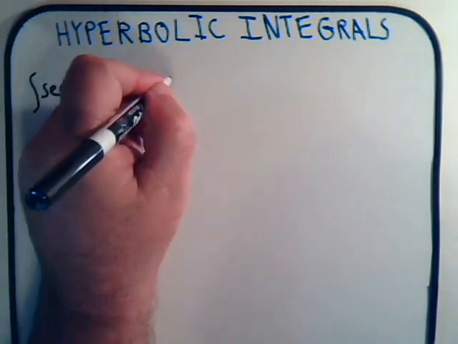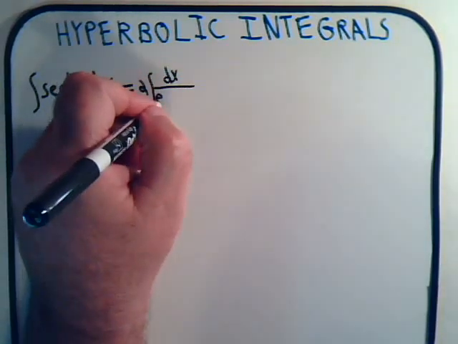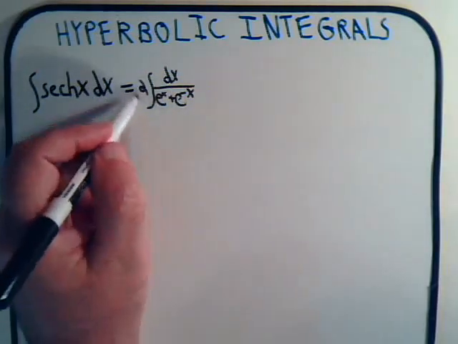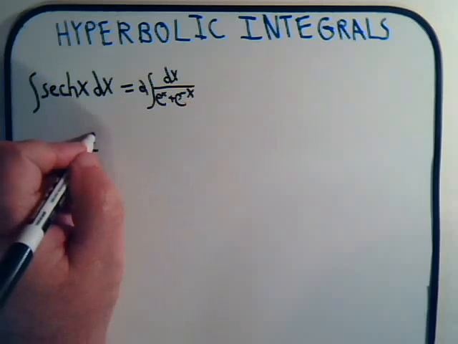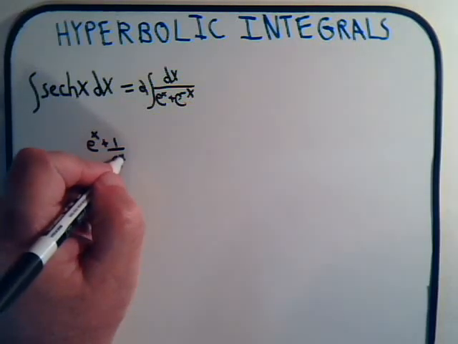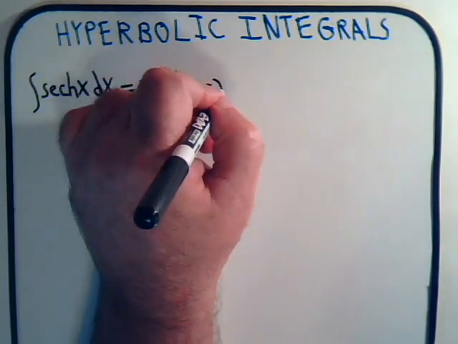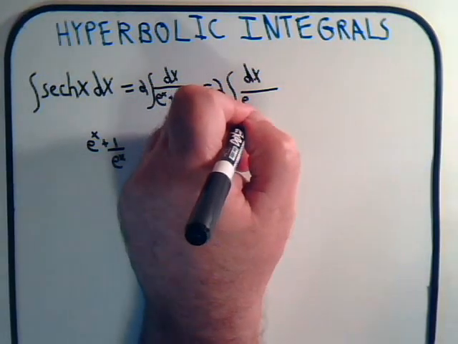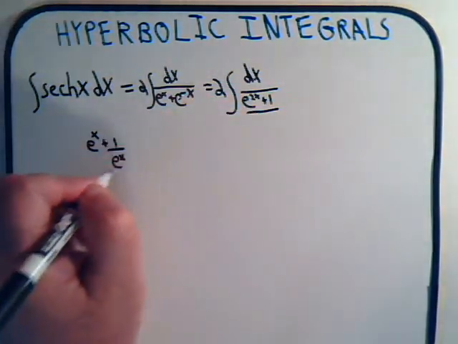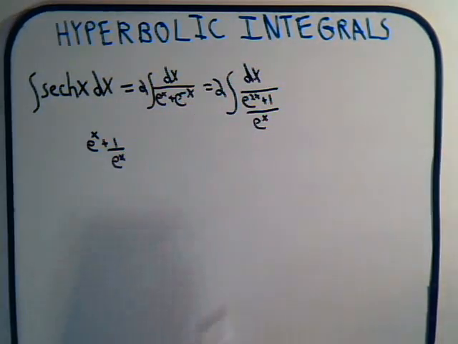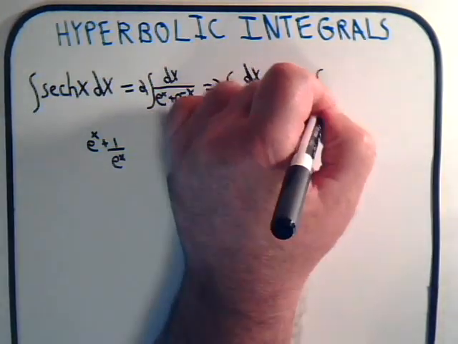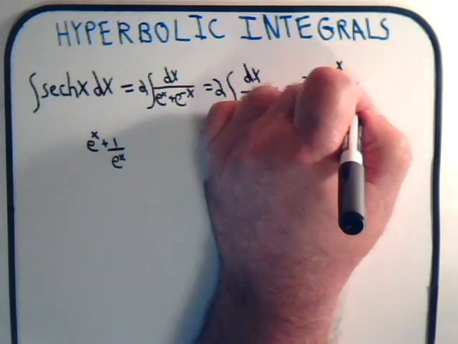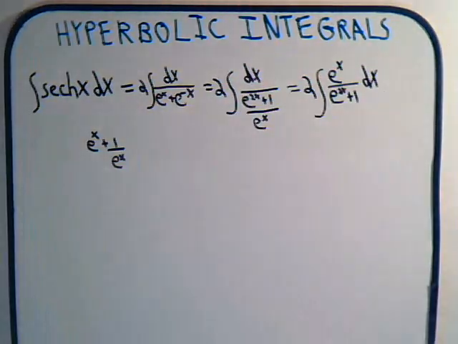That would be 2, and then here we have dx over e to the x plus e to the minus x. That is the hyperbolic secant there. And we can add these together, e to the x plus 1 over e to the x. And that will give us 2, the integral of dx divided by e to the 2x plus 1 divided by e to the x, where that would equal 2 times the integral of e to the x divided by e to the 2x plus 1 dx.